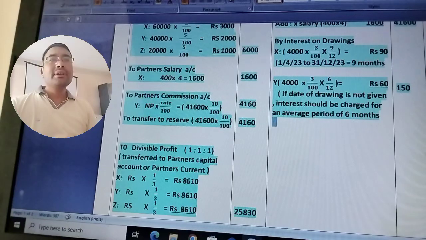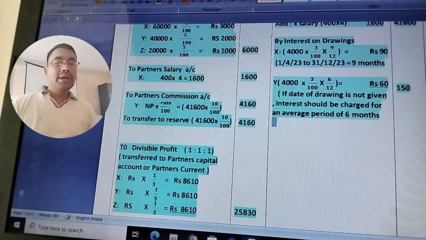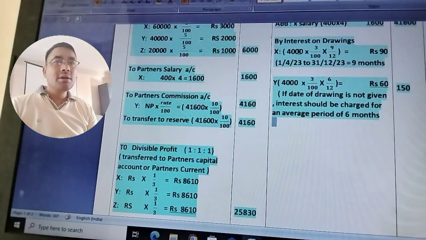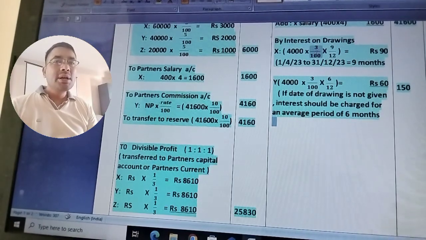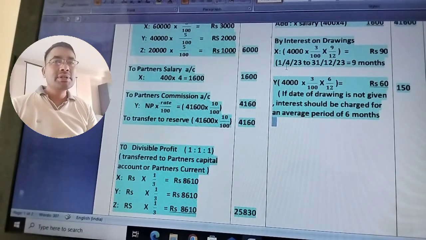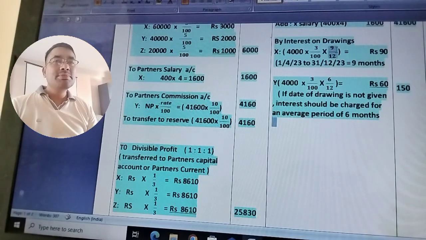Let's have a look at interest on drawings. 4,000 is a lump sum amount, and the date of drawings is also given. Then you have to calculate interest for the actual period of use. 4,000 is the amount of drawings, the rate is 3 by 100, but we have to count from 1st April 23 to 31st December 23. So it will amount to 9 months, which means 9 by 12. So 4,000 into 3 by 100 into 9 by 12 gives you rupees 90.